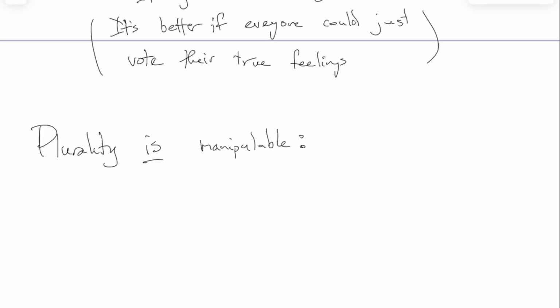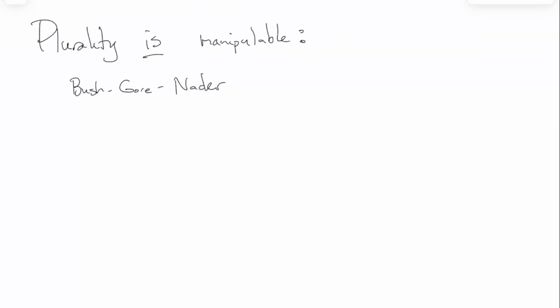For example, let's look at the Bush-Gore-Nader election. The classic example. I will refresh your memory about the numbers here. In millions, 2.9 million people said Bush-Gore-Nader. 2.9 million people said Gore-Bush-Nader. And then 0.1 million said Nader, Gore, Bush.